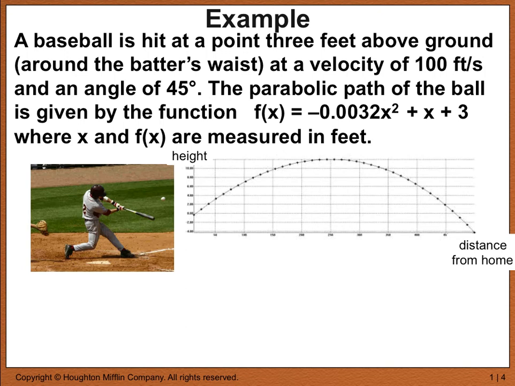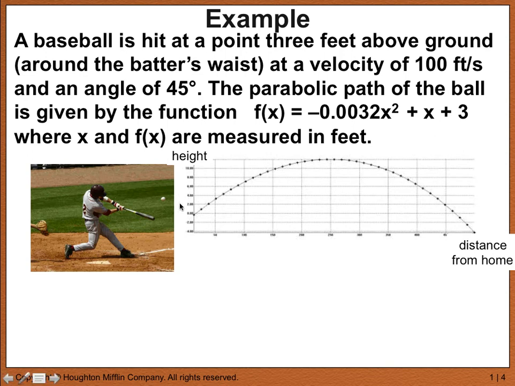Here we have a batter, and the batter is hitting the baseball. That's on the left. And then what I see on the right is the parabolic path of this baseball. Now, you can see algebraically, if you look at f of x, that you've got a negative coefficient of that x squared term. And what that means graphically is that the parabola is going to be facing downward. Okay, so this is actually how baseballs fly. They have a parabolic path.